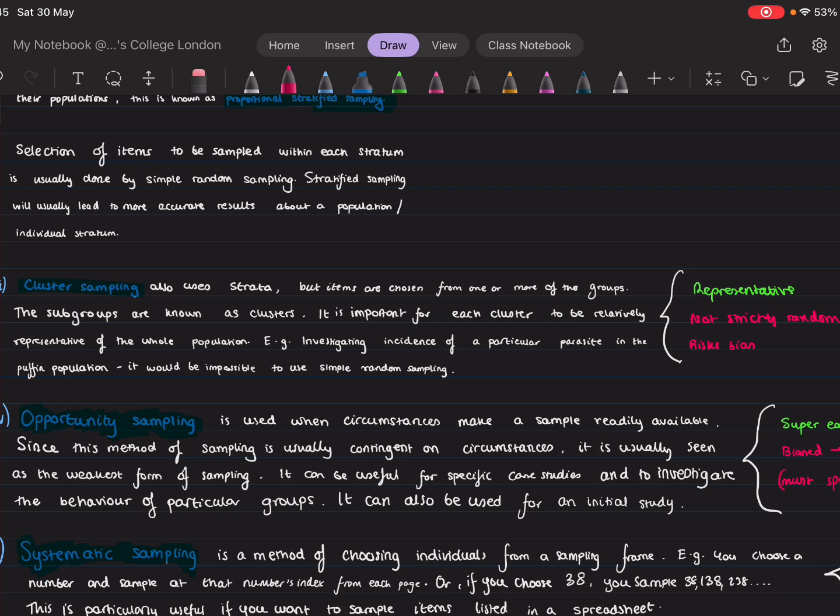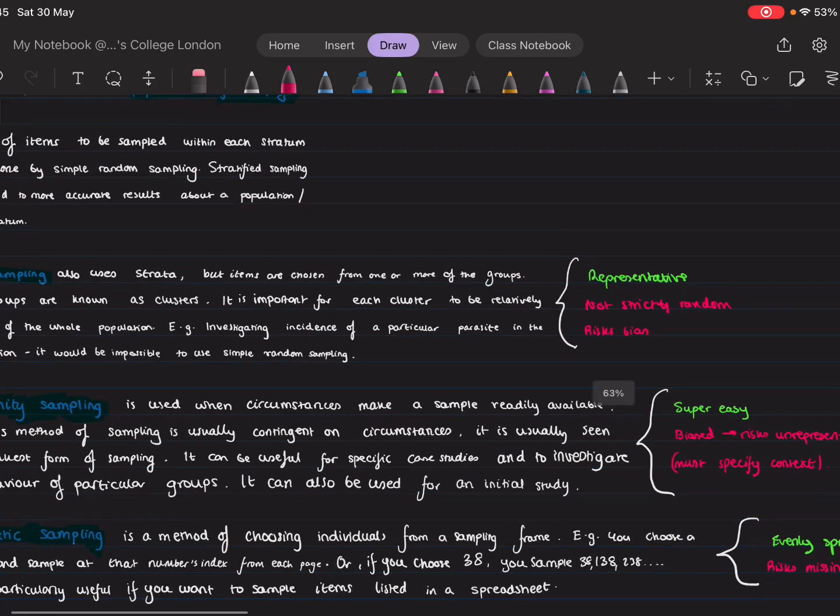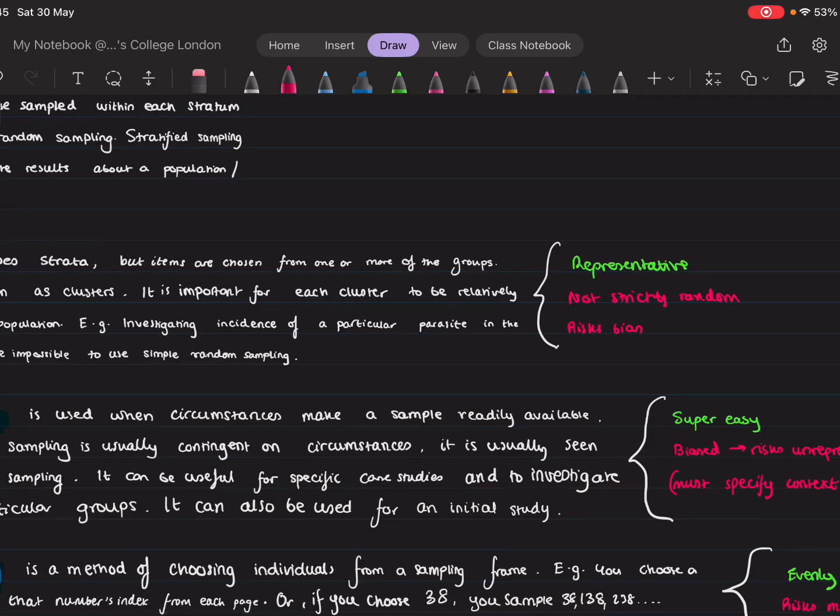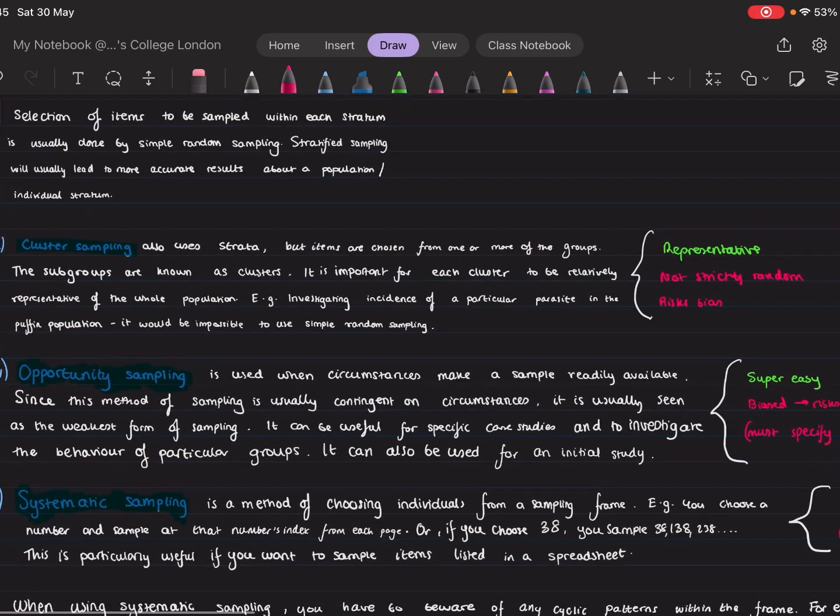For example, investigating the incidence of a particular parasite in the puffin population, it would be impossible to use simple random sampling. The advantage of this is it's representative. The disadvantage is it's not strictly random and can risk some sort of bias. But these definitions are from the textbook, so some of the examples are quite random.